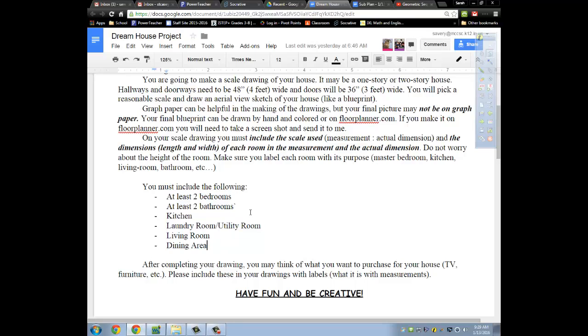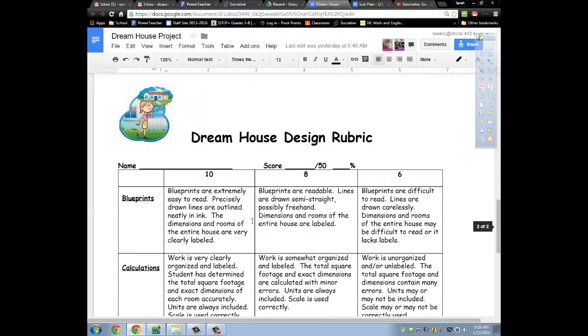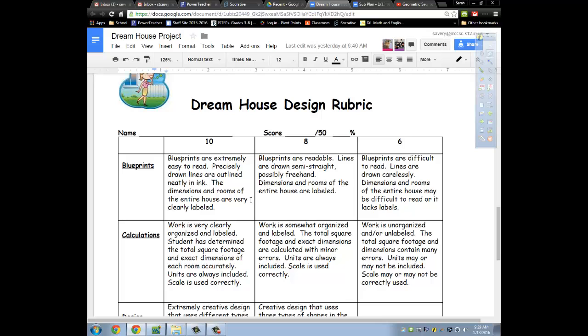So once I have approved your rough draft, then you can start on your final draft. Your final draft can either be on computer paper, drawn by hand and colored. You can do floorplaner.com, which is pretty cool, or you can make an actual model if you want. If you want to see how you're going to be graded, the rubric is on the second page of this, which again is on Google Classroom.